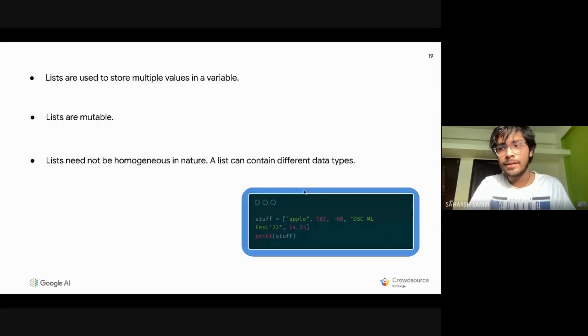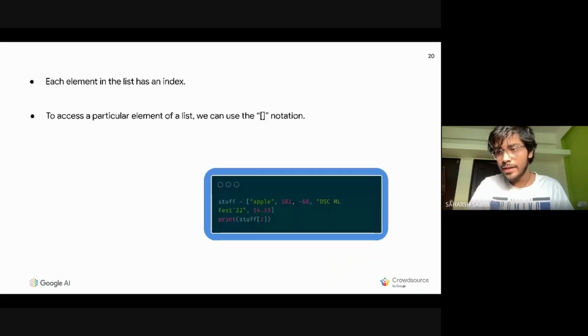Also, as I said, each element in a list has a particular index, or you can think of it as a serial number. The first element would have the index 0, the next one will have 1, and so on. To access a particular element of a list, we can use the square bracket notation. You first write the name of the list, in our example it is stuff, and in the square bracket, you specify the index of the element that you want. So here I'm asking for the element at the second index.